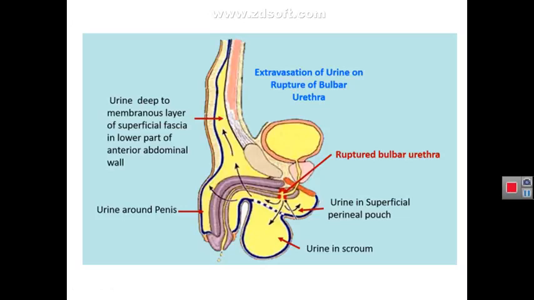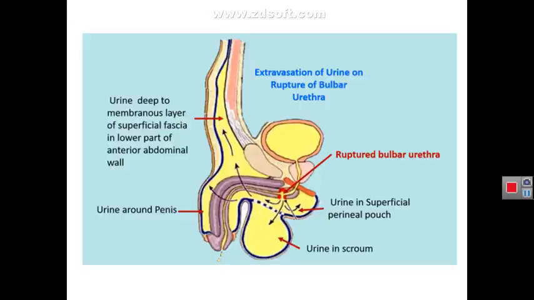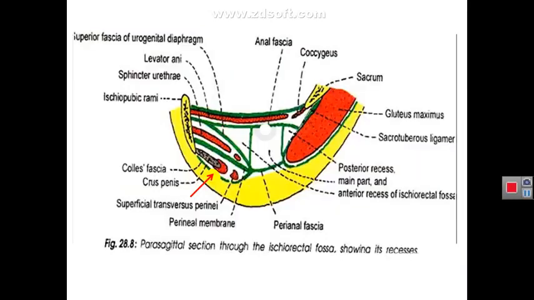I hope I'm helping you in describing the anatomy of the perineum in a practical aspect. I think it's a rather complicated subject. The other point that I want you to know: you remember what the perineal membrane is, which is this one, the inferior fascia of the urogenital diaphragm. This is the superior fascia, and this is the inferior fascia, which is called the perineal membrane.